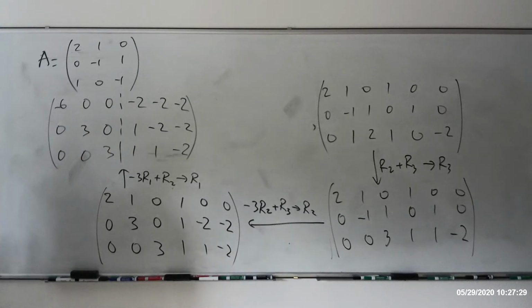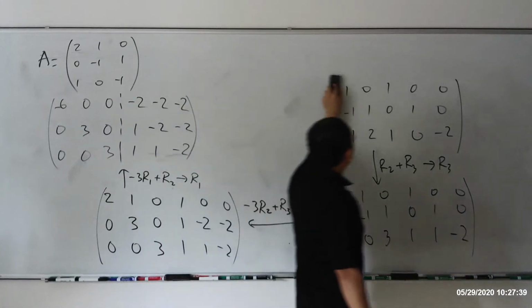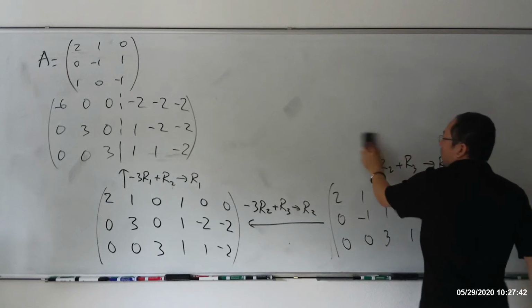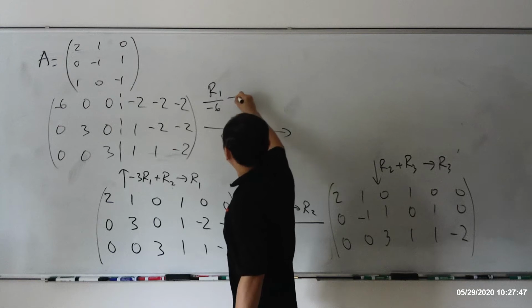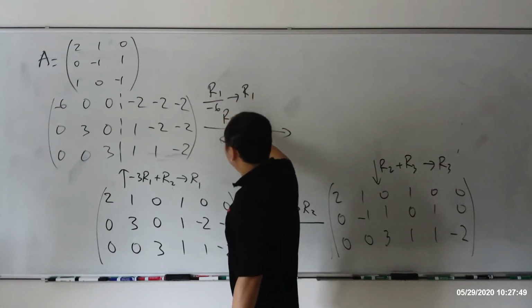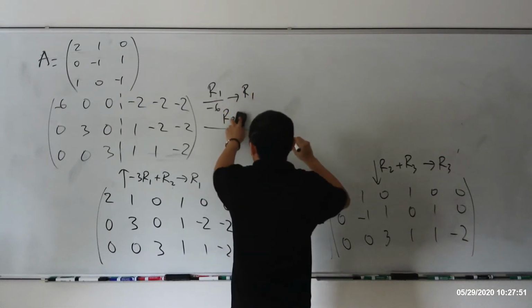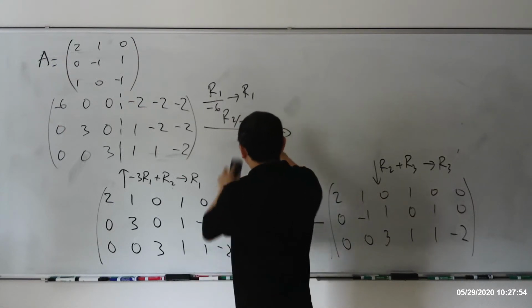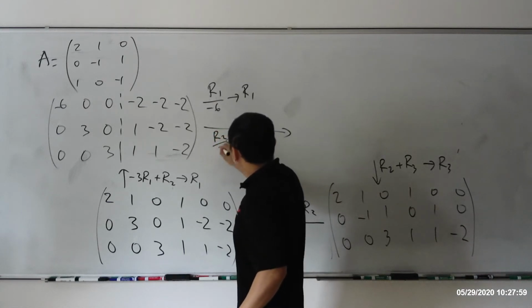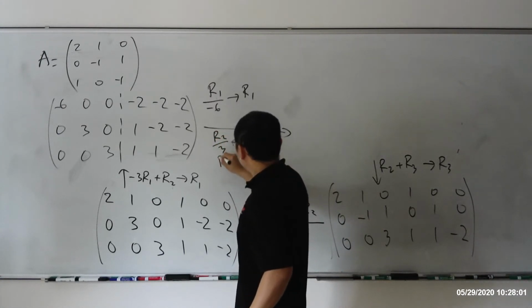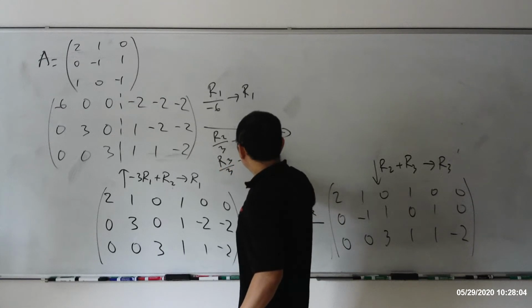All you have to do now is make the diagonal becomes all 1. And that is simple. Divide the first row by negative 6, second row by 3, the third row by 3, you'll get the answer. Okay? And I can do all 3 operations at once. Let's do it. Row 1 divided by negative 6, we write it as row 1. Row 2 divided by 3, we write it as row 2. Row 3 divided by 3 as well, we write it as row 3.